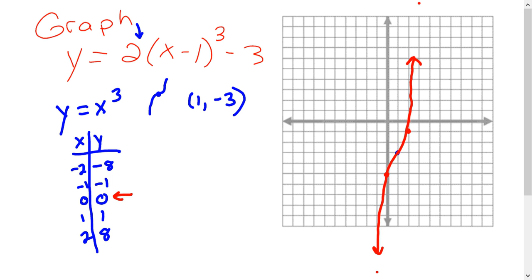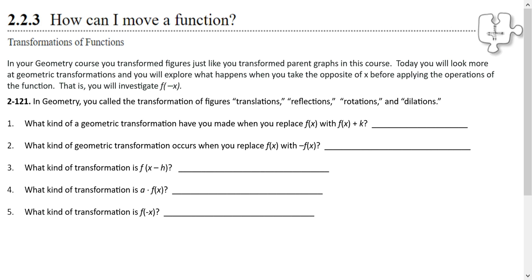Okay, so we're going to formalize all of the different transformations that you worked on the last 2 days. So in geometry, you transform figures just like you transformed your parent graphs. So today you're going to look at more of the geometric transformations. That happens when you take the opposite of x before applying the operation. So we're going to investigate f of negative x. But before we do that, we're going to look at some of those basic transformations that you did.